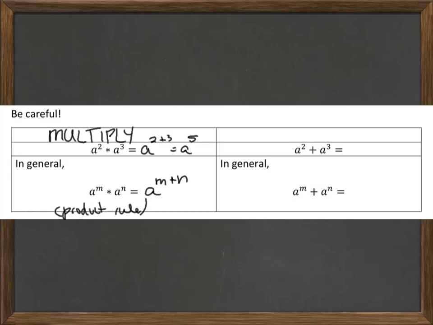But what if we were to add two terms, such as a squared plus a to the third? What would the result be then? So I want you to pause the video, write down your guess, and then unpause it to see if you're correct.